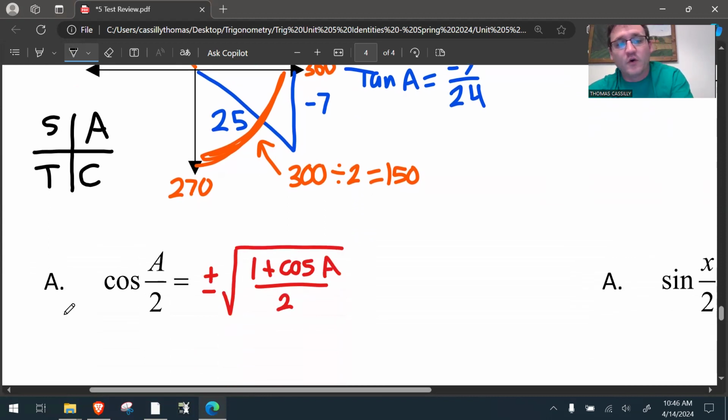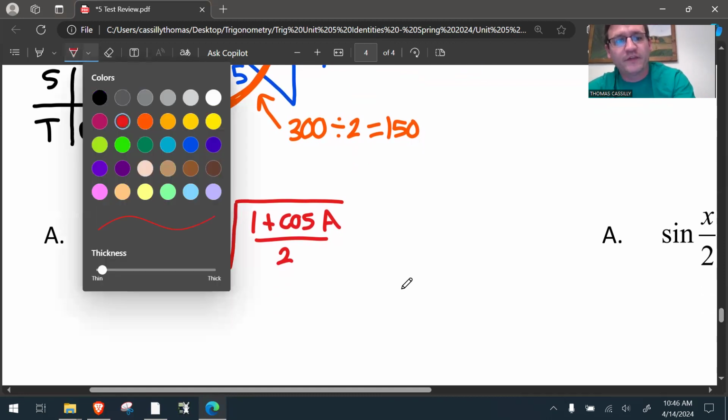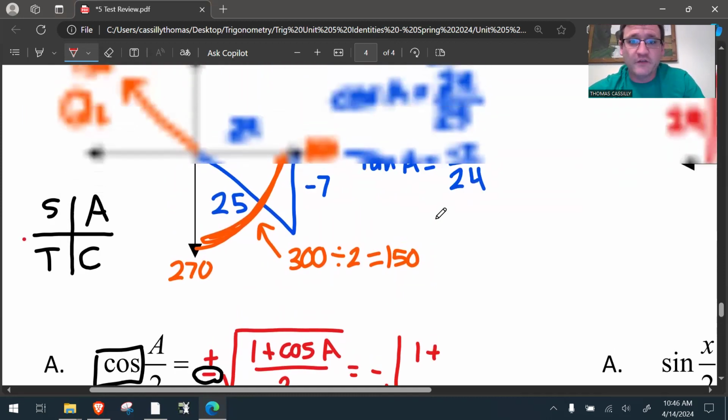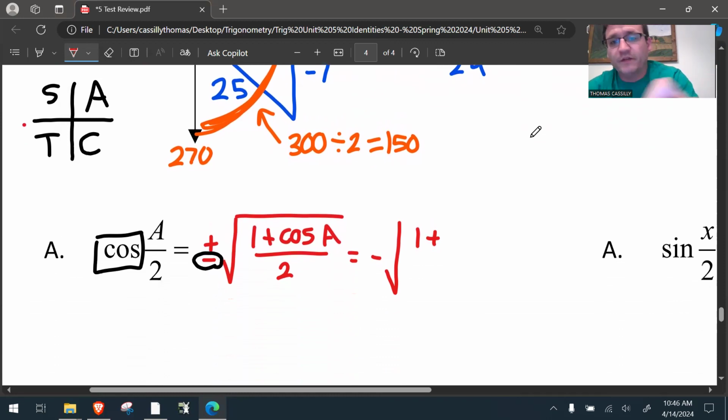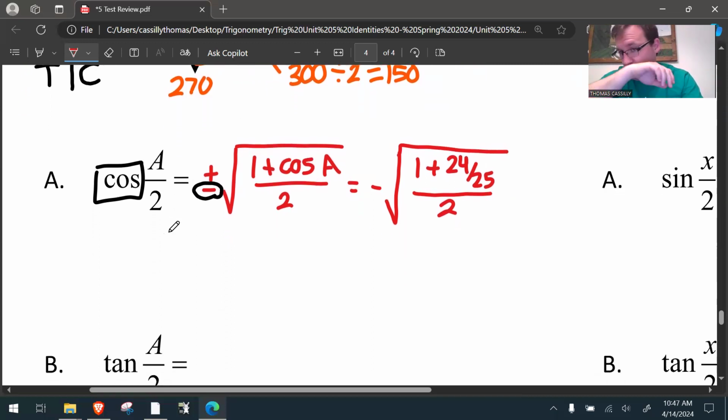So since we're looking for the cosine and it's in the second quadrant, we end up having a negative value here. So when we write this out, this ends up being negative the square root of 1 plus, and again, we know the cosine of A is 24/25, so we write 24/25, and then all of that over 2.